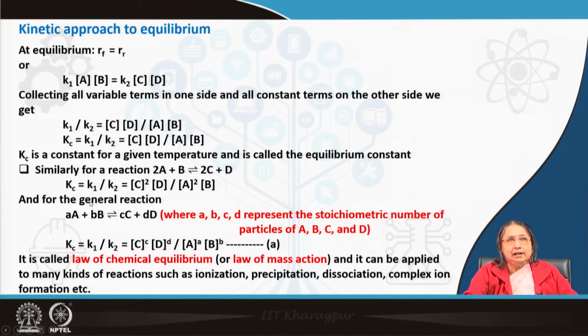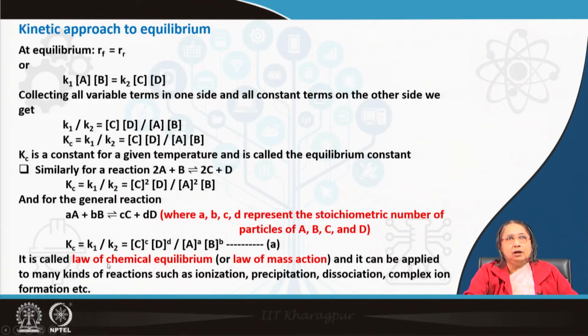But in the general reaction, where a is the molar coefficient of A, that is the stoichiometry actually, if we represent it this way, then K is nothing but concentration of C to the power c into concentration of D to the power d by concentration of A to the power a into concentration of B to the power b, where a, b, c, d represent the stoichiometric number of particles of A, B, C and D.